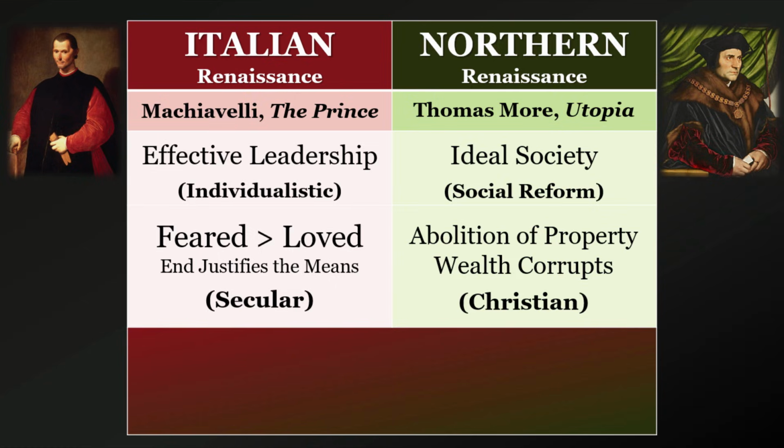So when you look at these 2 works, you can use them both as evidence to support the characterization of the Italian Renaissance as more secular and individualistic, and the characterization of the Northern Renaissance as more Christian and more socially oriented. So you're really throwing this all together, so that the evidence is supporting a point.